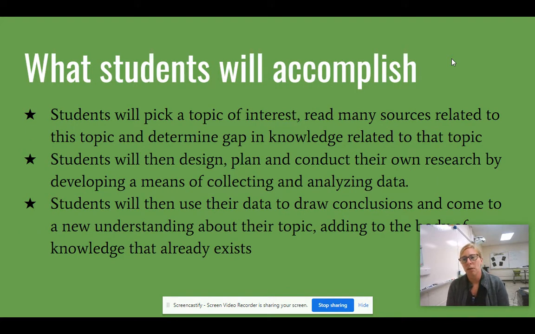So what will students accomplish? Students will pick a topic of interest, which is what we're working on right now. We're having them read through a lot of different sources on topics that they're interested in. They're going to read on these topics and determine if there's a gap in the knowledge related to that topic, or if there's something that hasn't been studied yet. Students will then design, plan, and conduct their own research by developing a means of collecting and analyzing the data. And then they're going to use their data to draw conclusions to come to a new understanding about their topic and add to the body of knowledge that already exists.